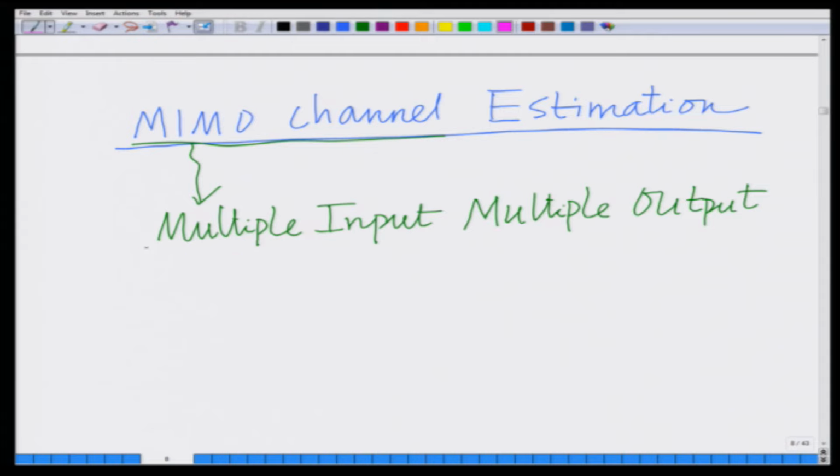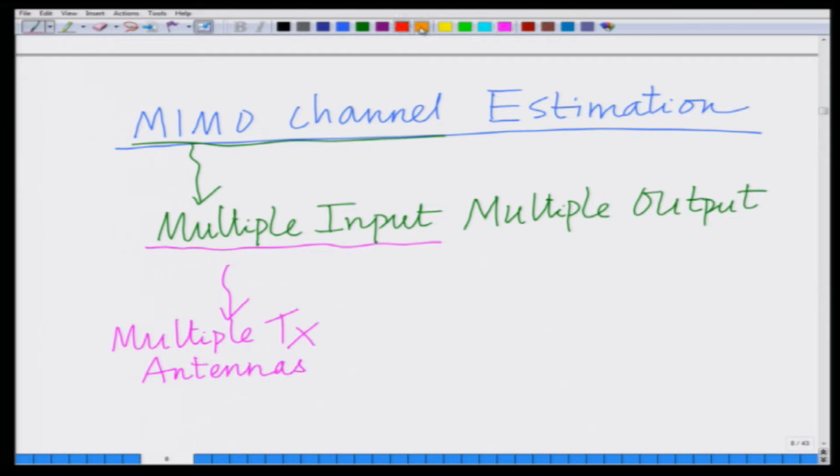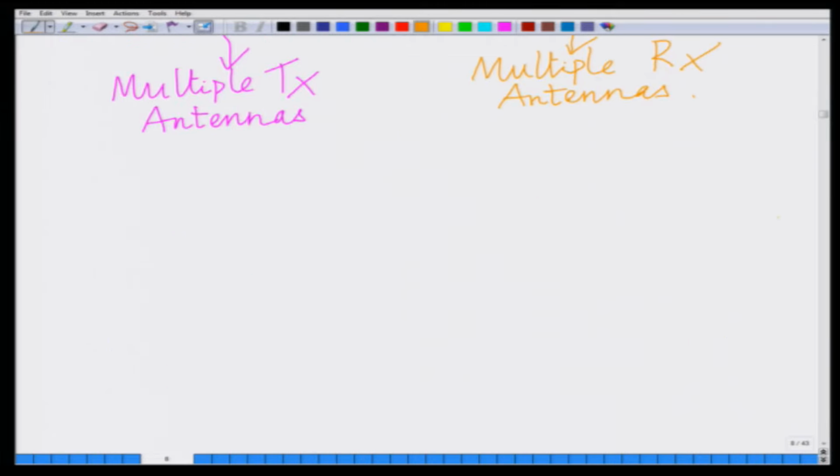So this multiple input refers to the multiple transmit or TX antennas. And the multiple output aspect refers to the multiple receive antennas. When we say multiple, we mean more than one. Multiple transmit antennas and multiple receive antennas, that makes a MIMO wireless system.